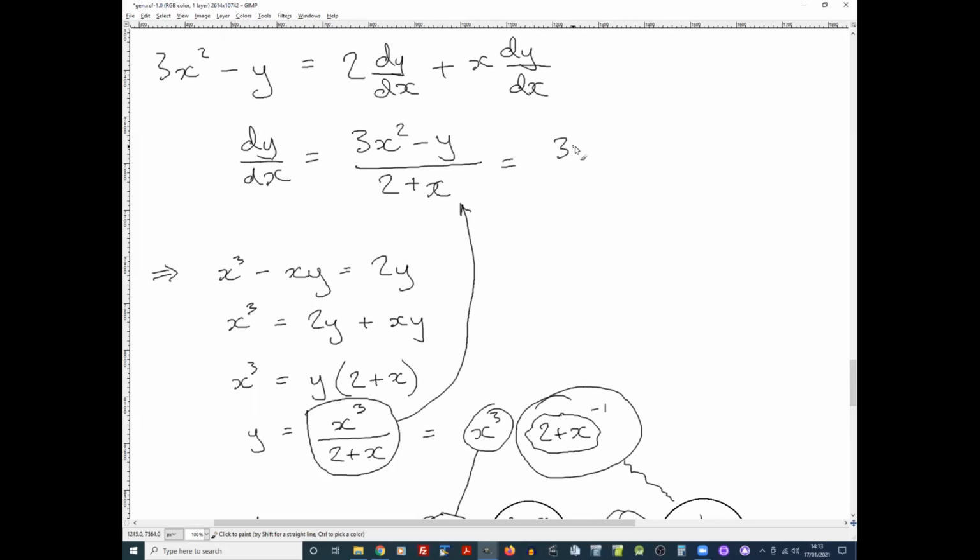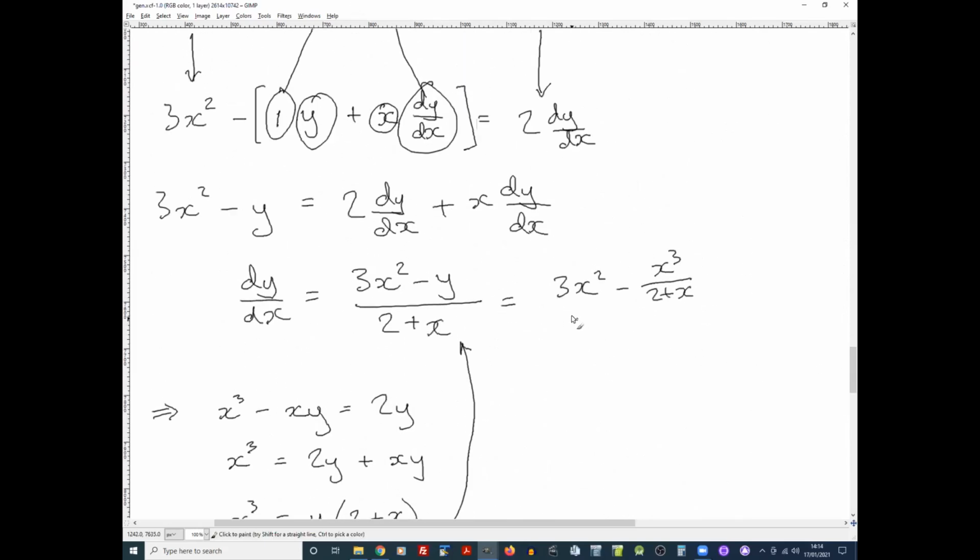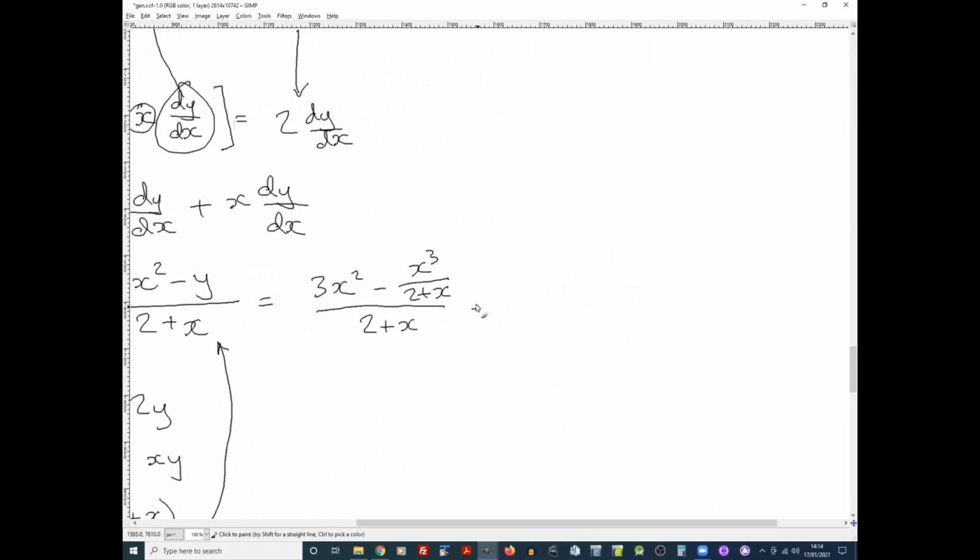So 3x squared minus x cubed over 2 plus x, all over 2 plus x. Right, let's try simplifying that. How would you simplify that?